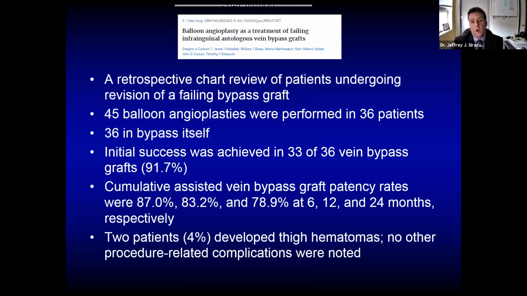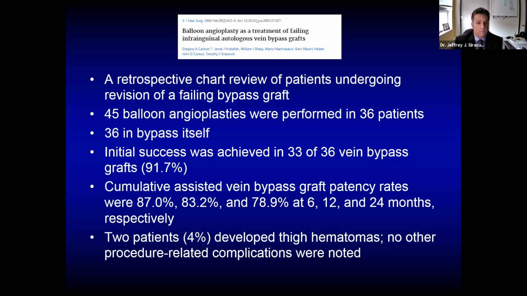So what's the data for treating failing bypass grafts? A single center retrospective review of patients with revision of failing grafts had 45 angioplasties in 36 patients. Initial success was achieved in most patients, and assisted vein bypass patency rates are 87, 83, and 79% at 6 months, 12 months, and 24 months, respectively. And overall, the patients did well, though 2 patients developed thigh hematomas. 1 required an operation, and 1 did okay and was able to be observed.